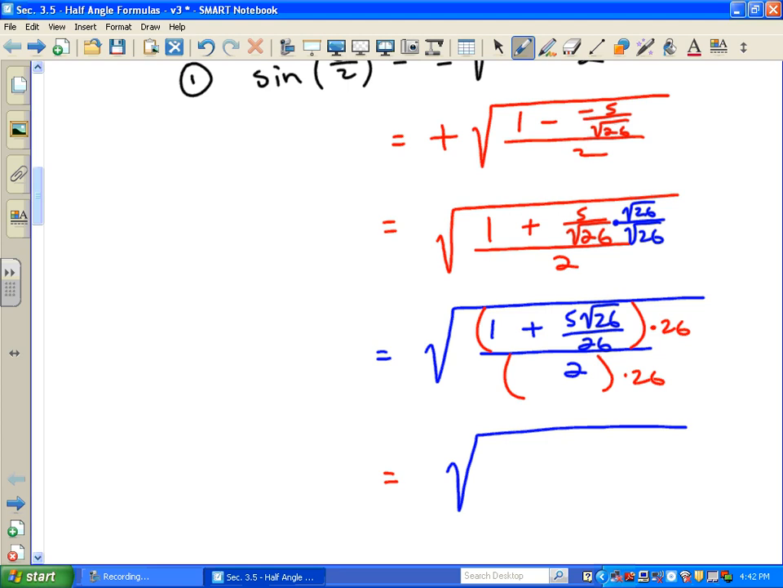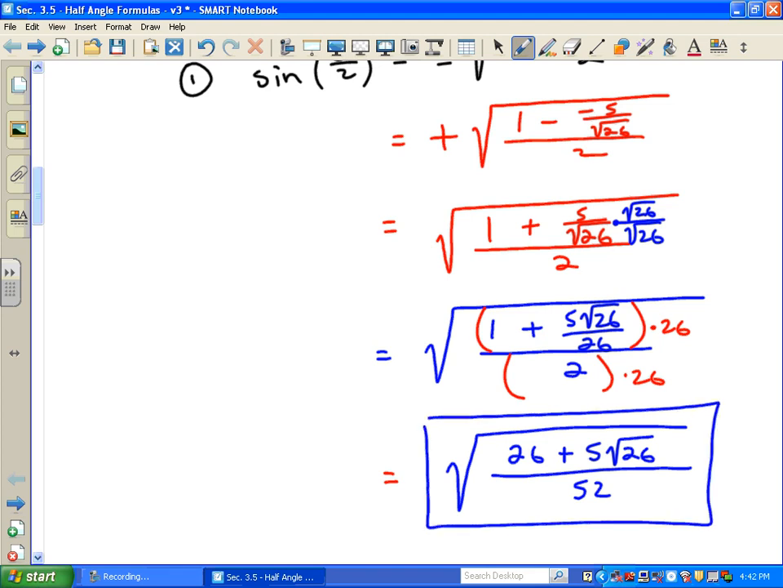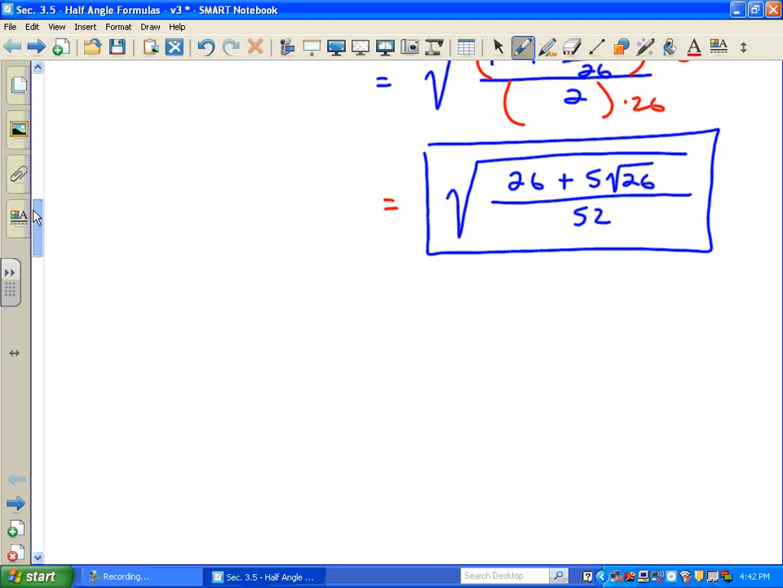distribute the 26 on the top, we have 26 plus the 26 cancel on that second group, so you'll have 5 roots of 26. And then on the bottom, 26 times 2 ends up giving us 52. Now from here, the 52 is not a perfect square, and so if you want to leave this particular answer as it is, that's fine. So there's the answer for sine of alpha over 2. All right, let's do the second part.